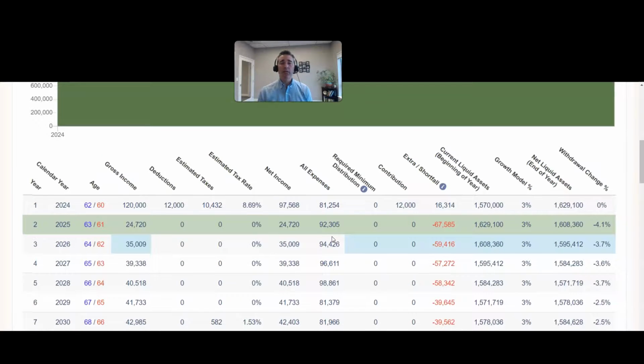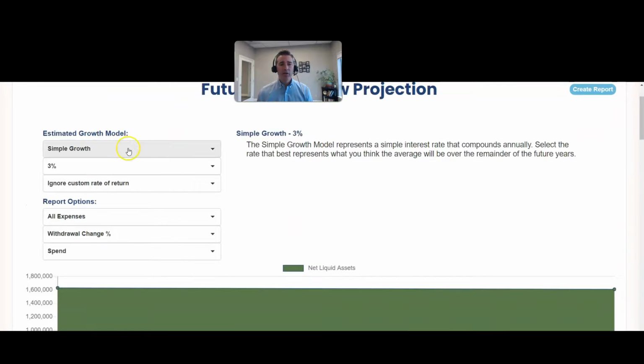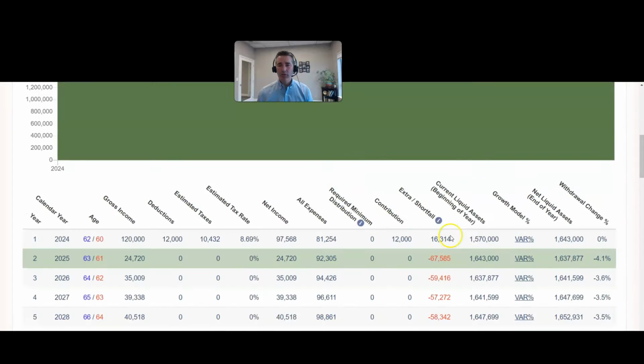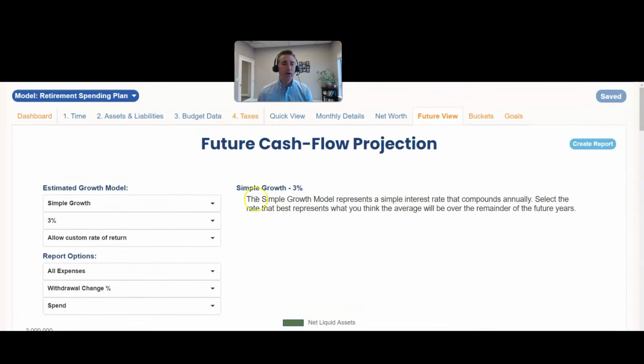And it's really your spending plan that's going to help give you the confidence to know whether or not you've saved enough to be able to retire with confidence. Now, you'll notice we just assume right now everything's growing at 3%. Remember, we had those custom rates of return. So if we want to allow custom rates of return, we can see now we're assuming 0% on cash, 3% on the savings account, and 4% on brokerage accounts. So we can see different growth models.